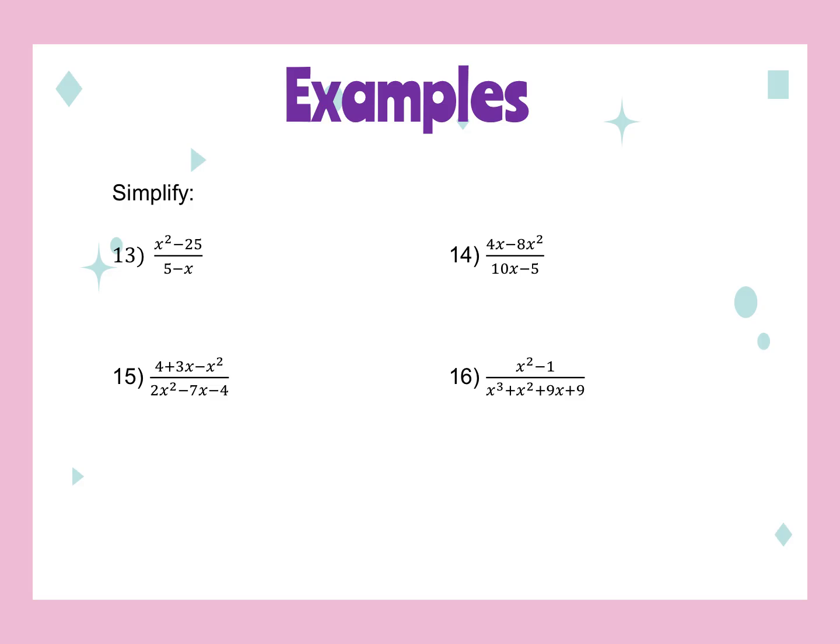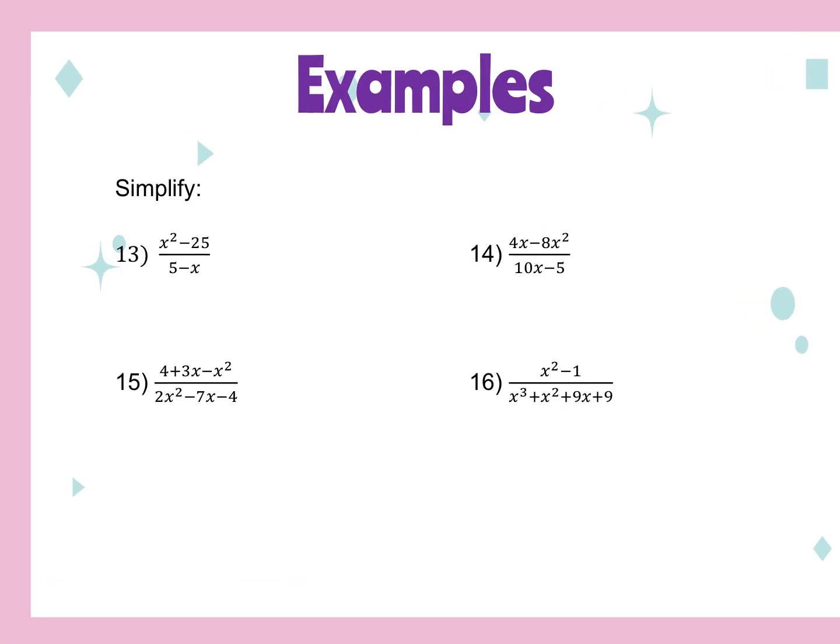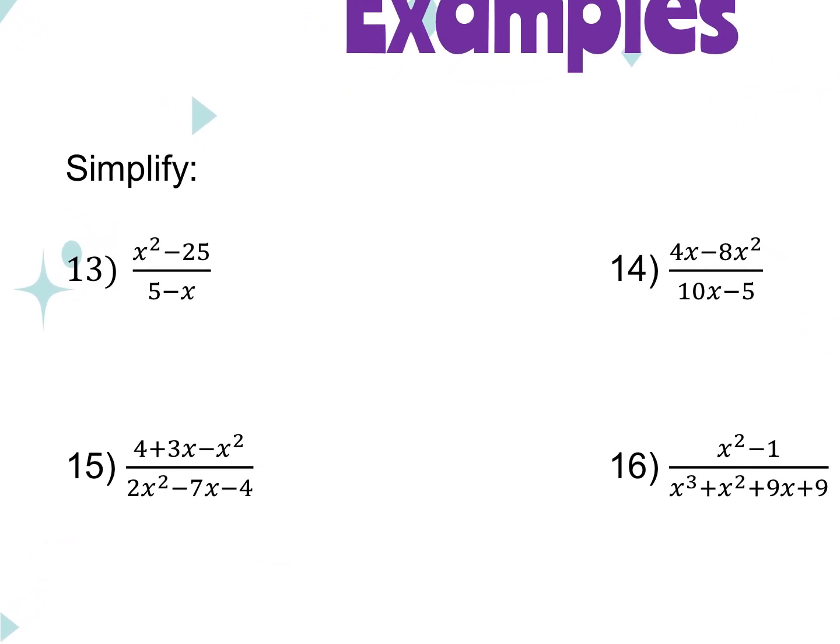All right, last 4 examples are going to work exactly the same way. Nothing new here. It's just all sorts of factoring and then canceling. So number 13, it looks like on the top, I can factor that difference of squares. Square root the first, square root the second, one gets a plus, one gets a minus. So this becomes x plus 5, x minus 5.